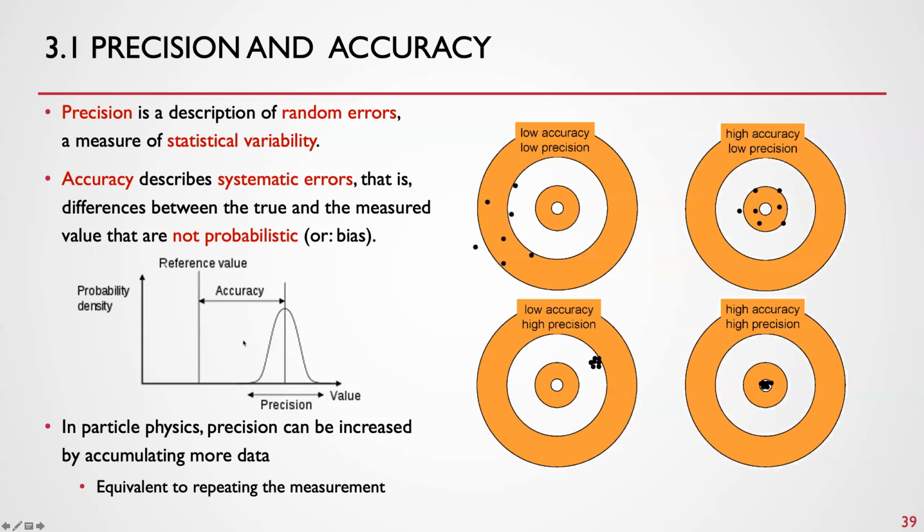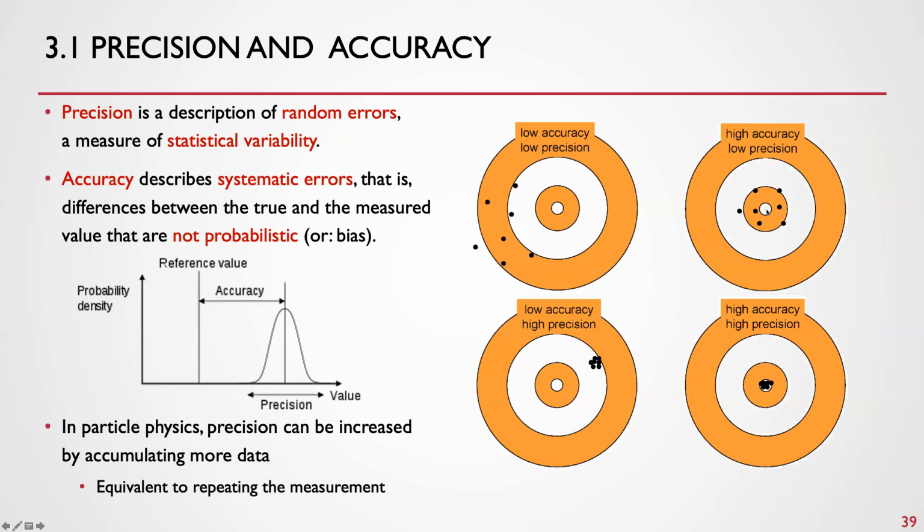So if we have a certain true value and we measure a distribution, and our measurement follows a certain distribution, then the width of the distribution will be its precision. It will tell us how much our measurement fluctuates, and the accuracy will be the offset. The sketch shows this as well.